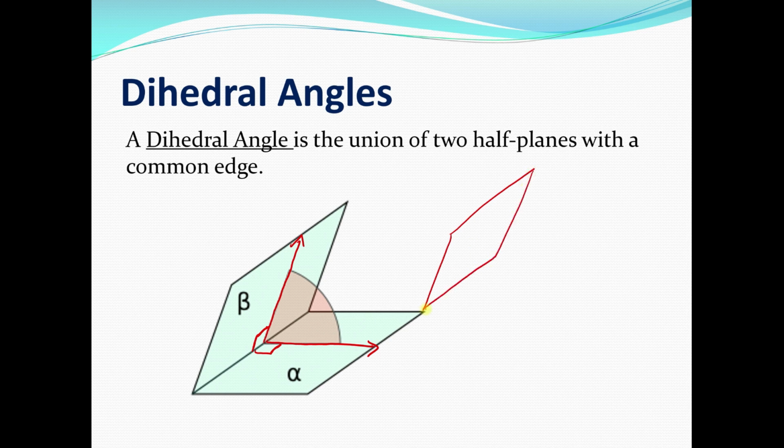Let's say if it's not perpendicular, so let me draw the two half planes. So let's say I draw one ray that goes this way and another one goes this way, then this angle here is not considered a dihedral angle because the two rays that are in each plane are not perpendicular to the common edge or the line that they intersect with.